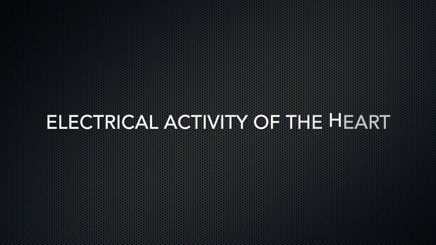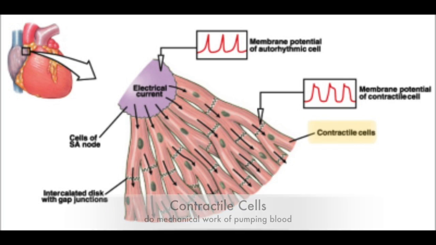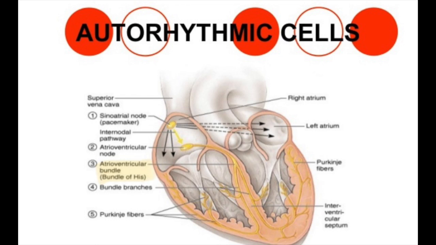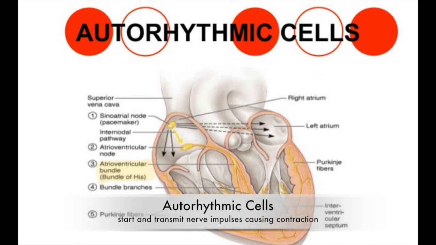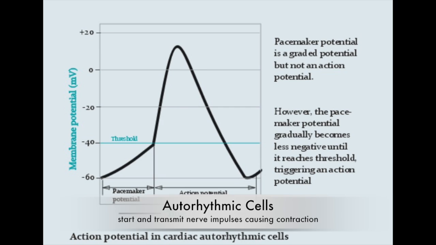The next important function of the cardiovascular system is the electrical activity of the heart. Nearly all of the cardiac muscle cells are contractile cells that do the mechanical work of pumping blood. However, a small number of what are called autorhythmic cells have a peculiar but nonetheless important property, namely, initiating and transmitting nerve impulses that cause the cardiac muscle to contract. Interestingly, the autorhythmic cells are capable of sending rhythmic nerve impulses by themselves.